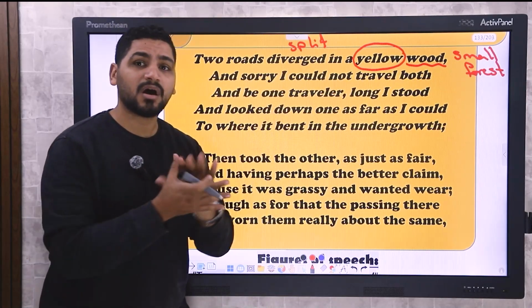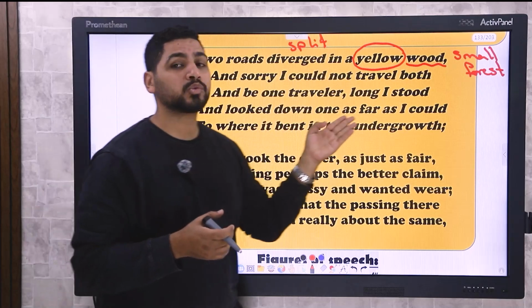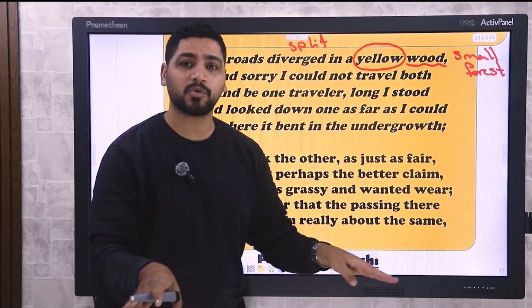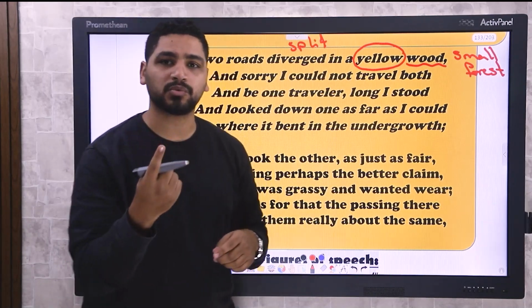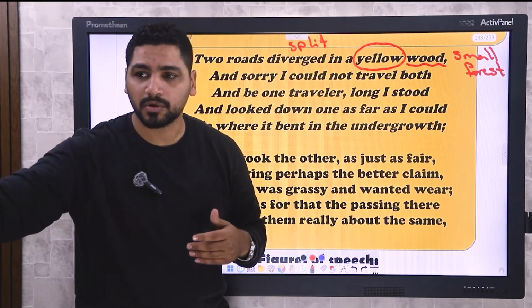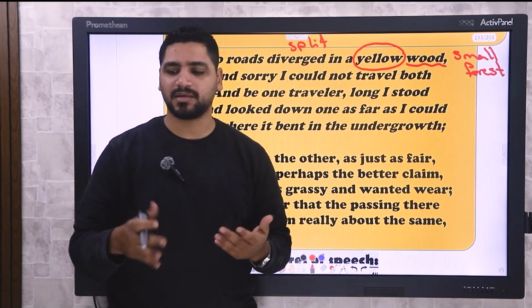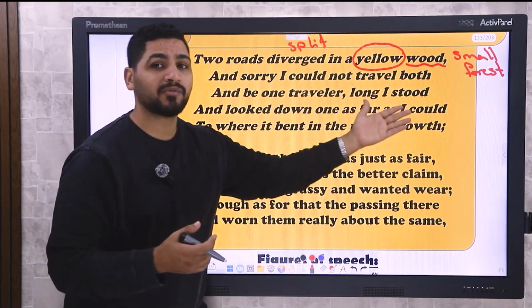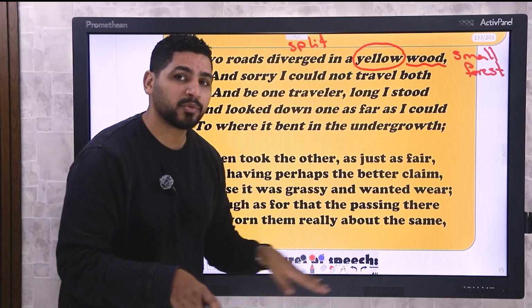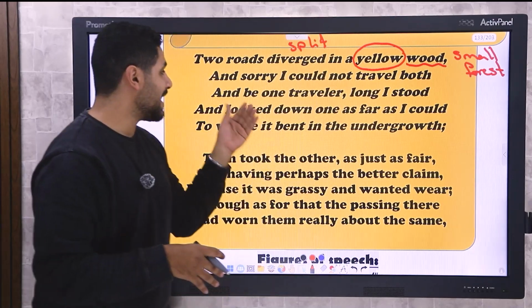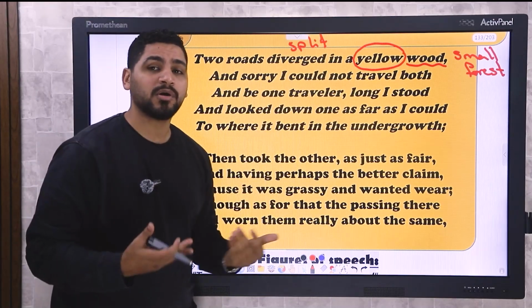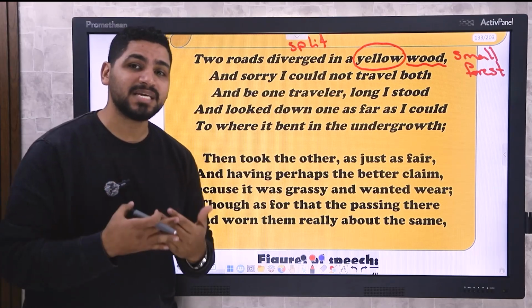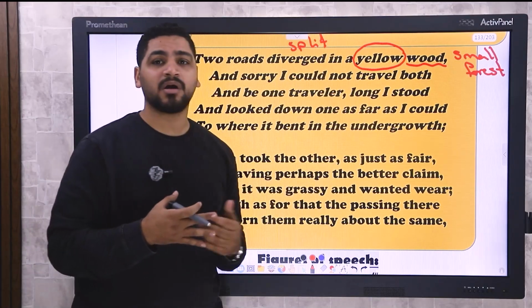I'm sorry, unfortunately, I couldn't travel both. I couldn't take both roads. He could only take one road because the road is going to be too long and he doesn't know which road to take, the one on the right or the one on the left. I'm sorry, I couldn't travel both. Unfortunately, I couldn't take both roads together. And be one traveler, long I stood. Because it was only me on my own, long I stood.